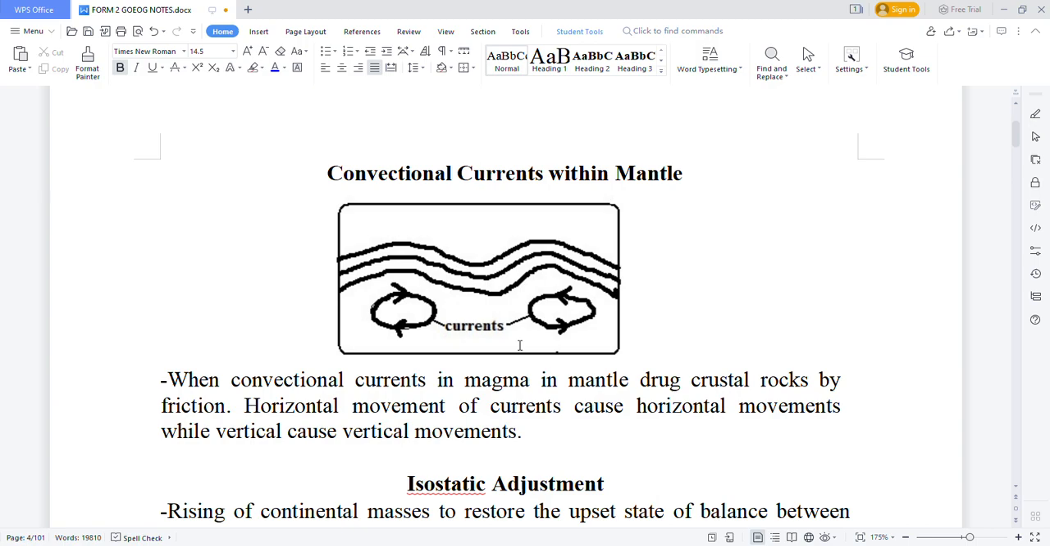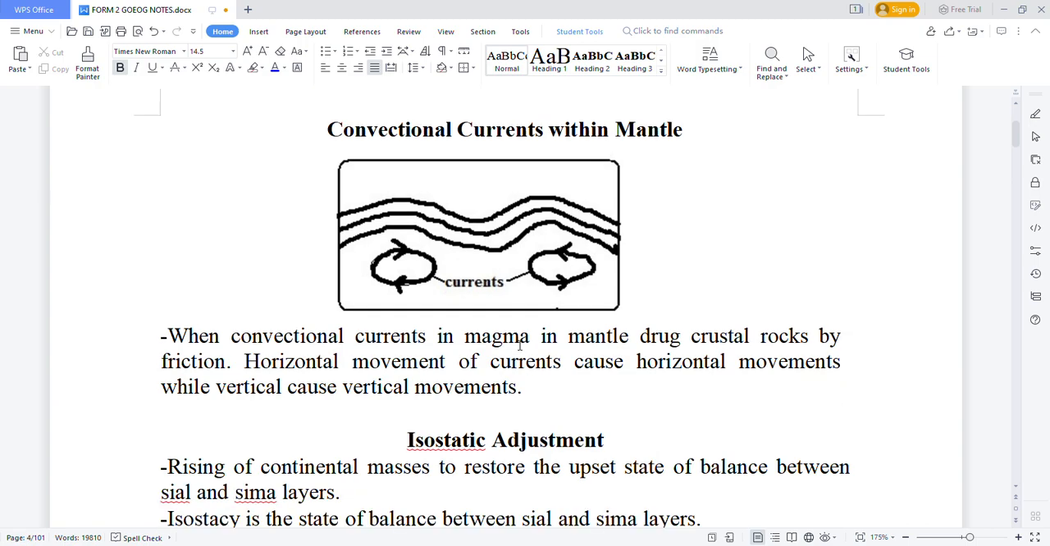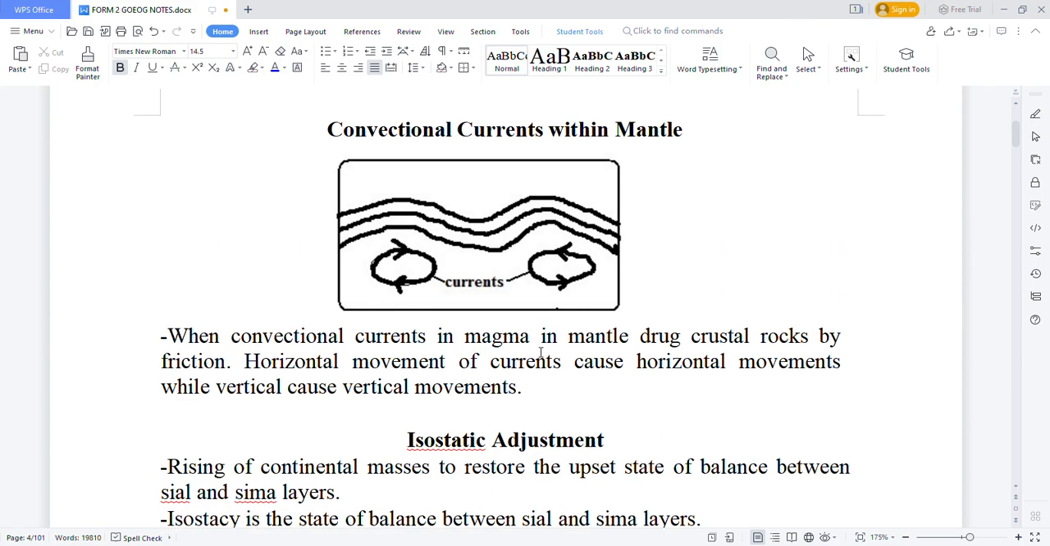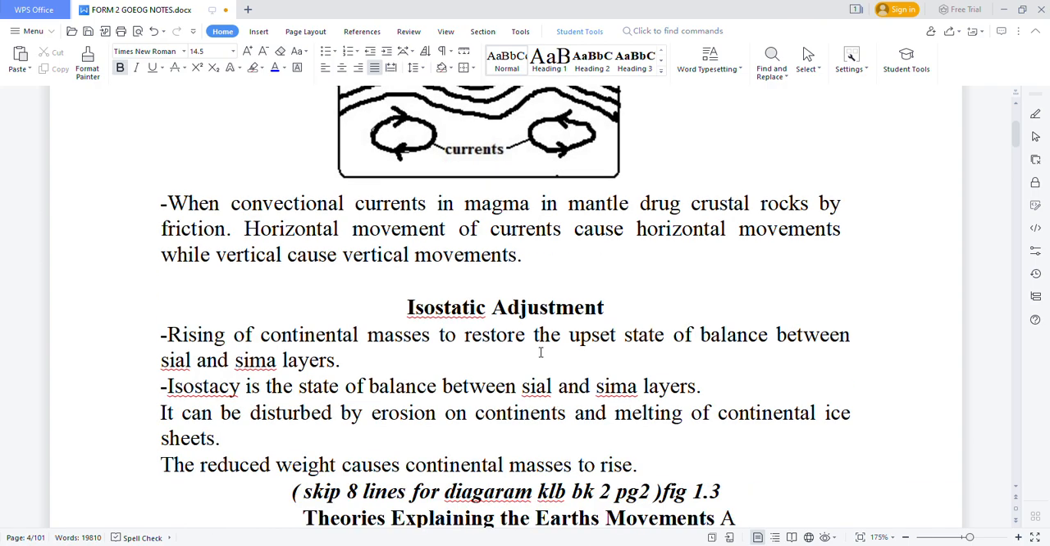Convectional currents within the mantle. When convectional currents in the magma in the mantle drag crustal rocks by friction, horizontal movements of current cause horizontal movements of crustal rocks, while vertical currents cause vertical movements, as you can see on the diagram.